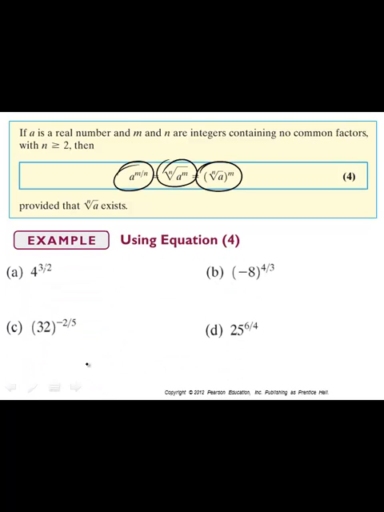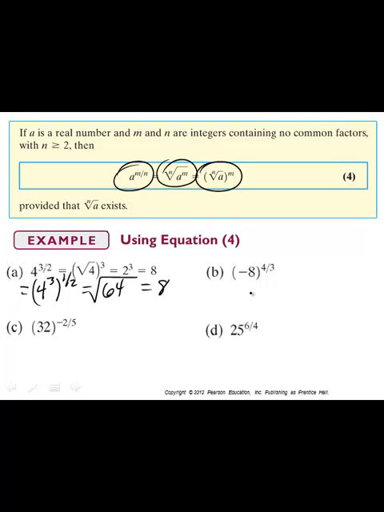Okay? So, for example, if you have 4 to the 3/2 power, now you could write this as 4 cubed raised to the 1/2 power. Now, 4 cubed is 64, and take the square root of 64, you get 8. Or, like they show here, you could take the square root of 4 first, which is 2, and then cube it and get 8. So you could do it in either order, and you get the same answer.